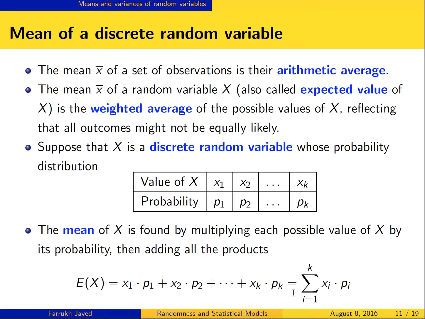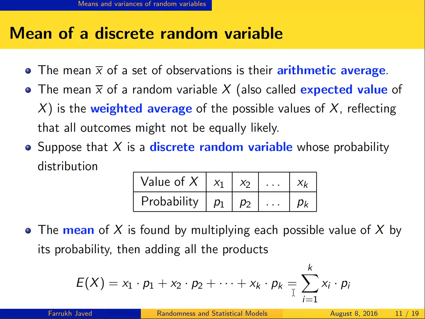The mean of a discrete random variable, which we call x bar in mathematical notation, of a set of observations, in general evaluates the arithmetic average of a variable. In mathematics or in statistics, we call it the expected value of x as well. So how do we calculate the mean?